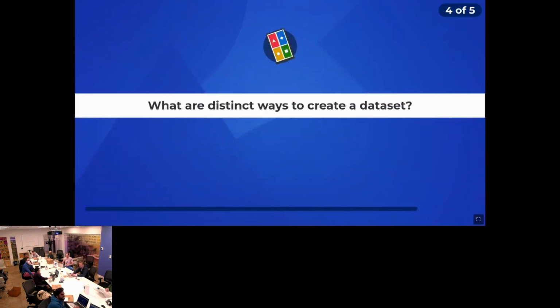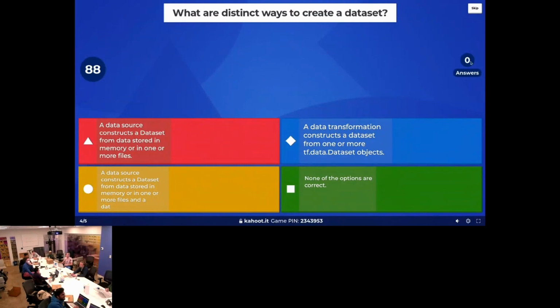Which are the distinct ways to create a data set? A data store constructs a data set from data stored in memory or in one or more files. A data store constructs a data set from data stored in memory or in one or more files and a data set. A data transformation constructs a data set from one or more TF data set objects, and none of the above.